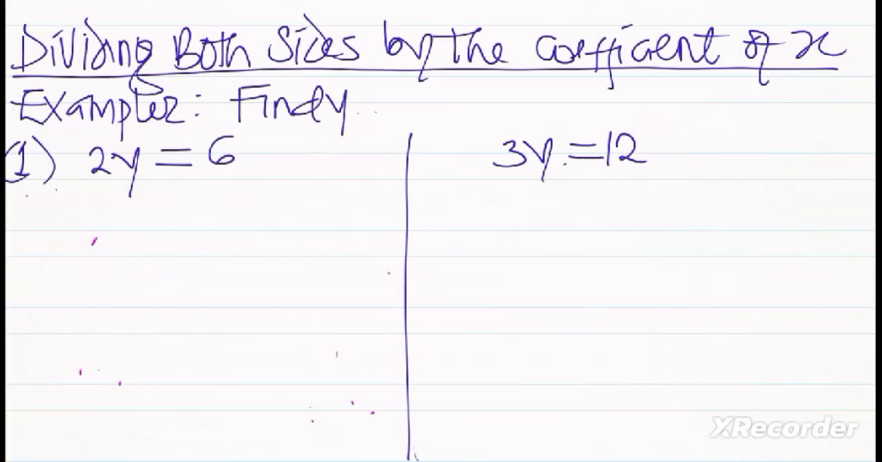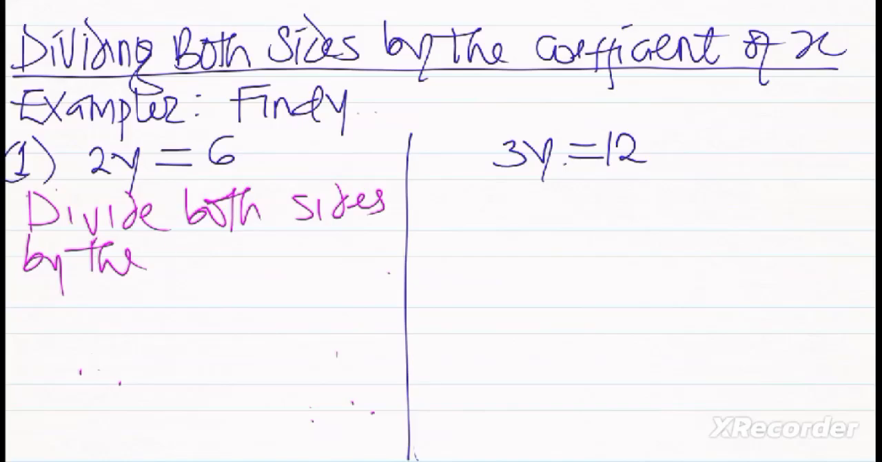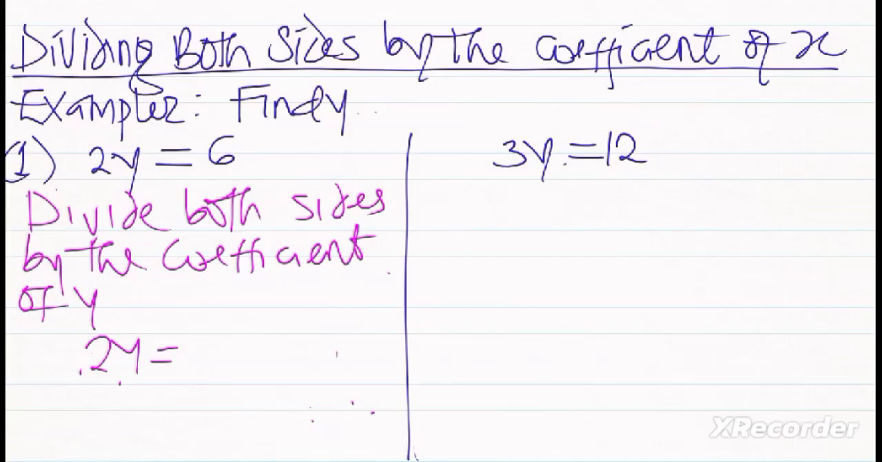And that grammar now to say: divide both sides by the coefficient of y. If na x we define, you go say divide both sides by the coefficient of x. Any alphabet when we define, you go say divide both sides by that coefficient. It is very important make you learn this grammar, because if you write them down, it will make you get your full marks. So now when we don write this grammar, the next thing now to write the equation, which is 2y equal to 6.